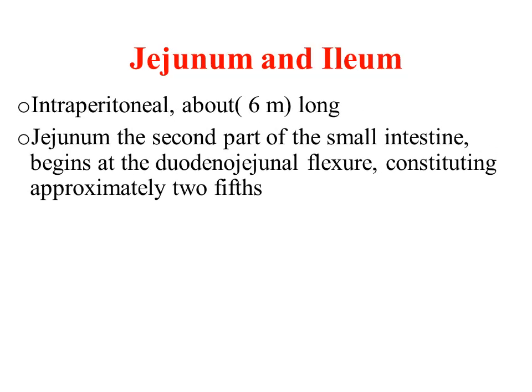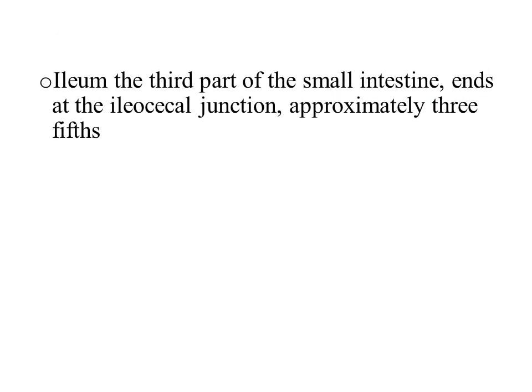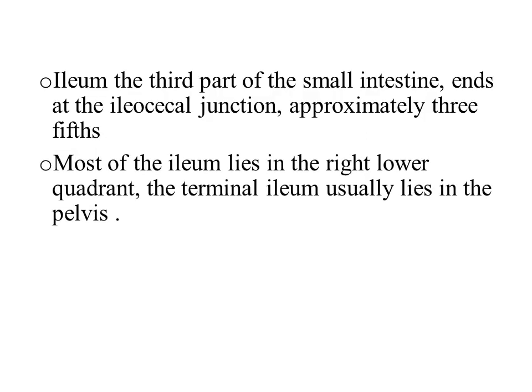The jejunum, the second part of the small intestine, begins at the duodenojejunal flexure, constituting approximately the first 2/5, and most of it lies in the upper left part of the infracolic compartment, that is, the compartment inferior to the transverse colon. The ileum, the third part of the small intestine, ends at the ileocolic junction and constitutes approximately the remaining 3/5. Most of the ileum lies in the right lower quadrant. The terminal ileum usually lies in the pelvis.